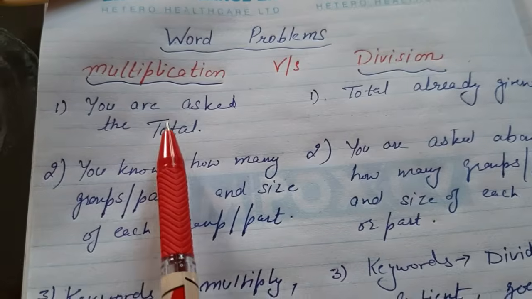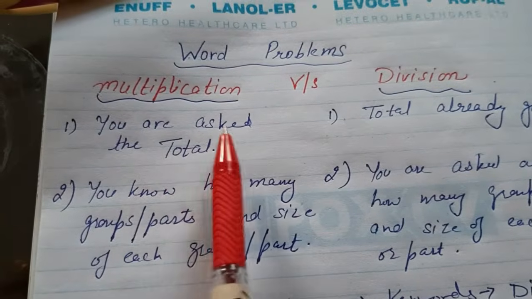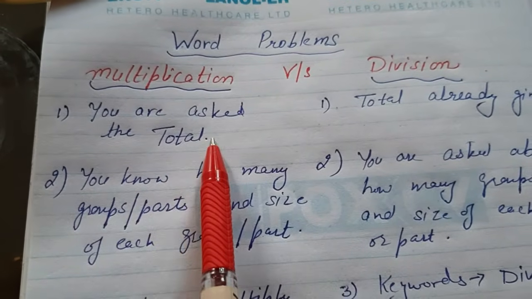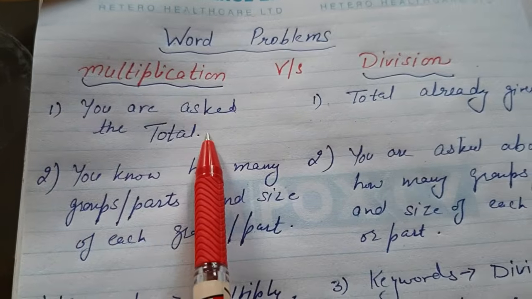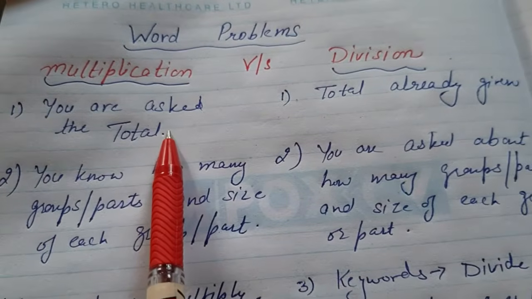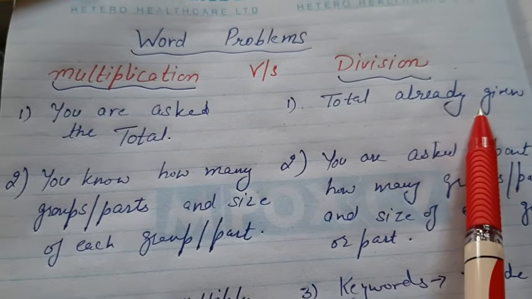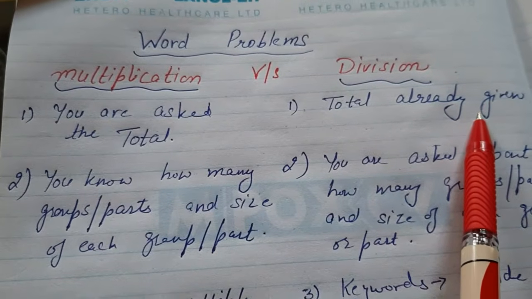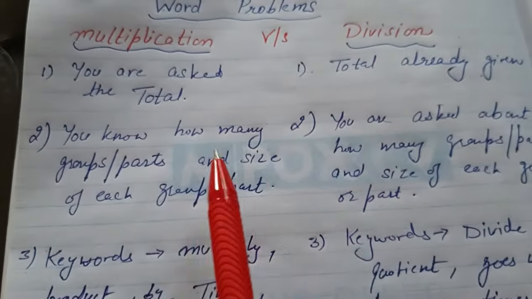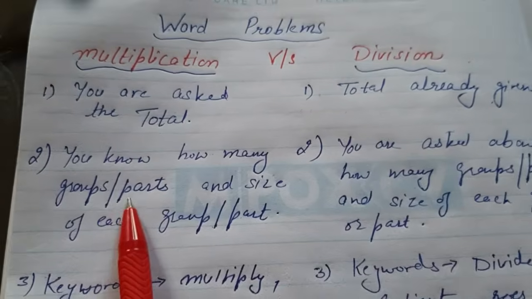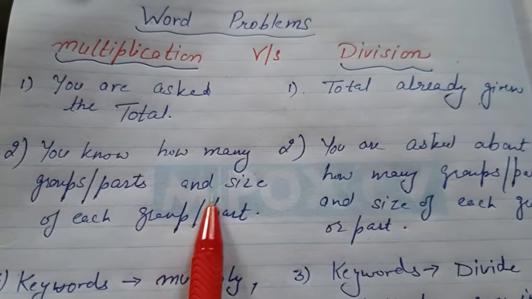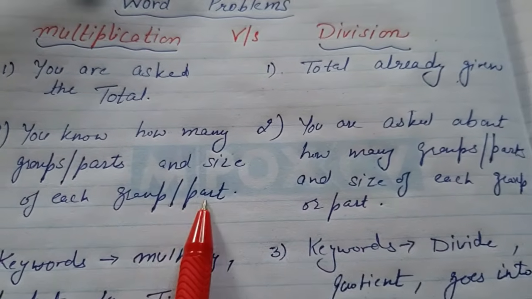So first of all, the very first difference is this: you are asked about the total in a multiplication question. In any multiplication question, you will be asked the total. And in division, the total is already given in the question. Clear?